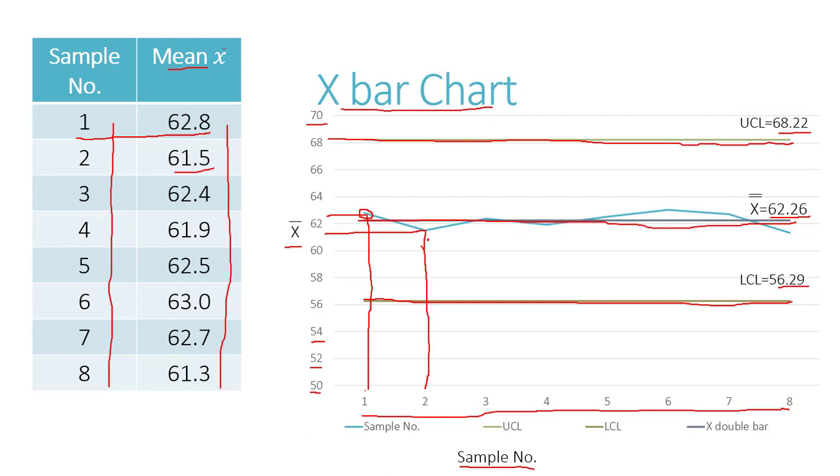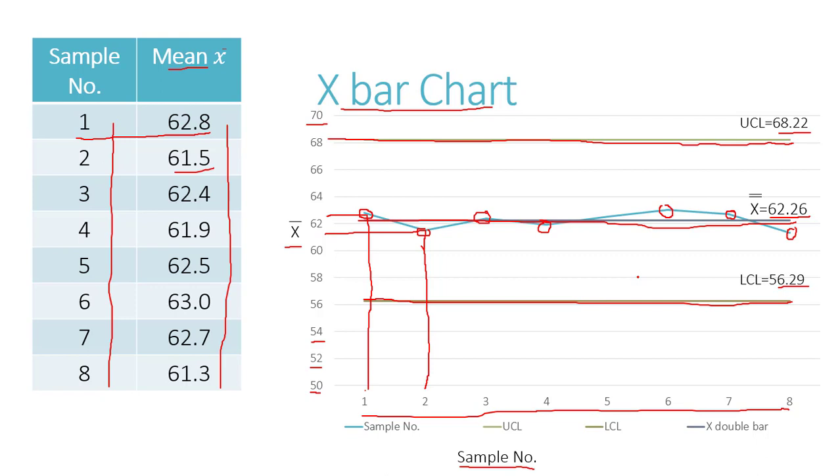After proceeding, we will get 8 different points with respect to each sample and each mean value. After joining all these 8 points, we will get a line that has been indicated with the sky blue color. This line we will get from this chart. This line indicates the X bar chart. So this is the procedure to draw the X bar chart.